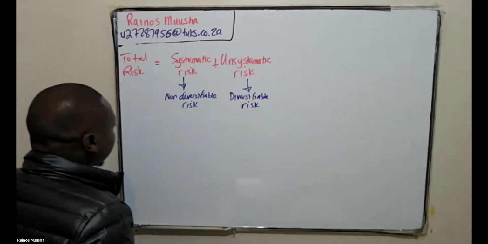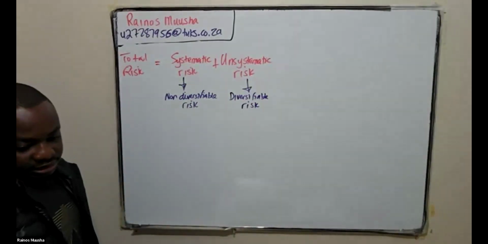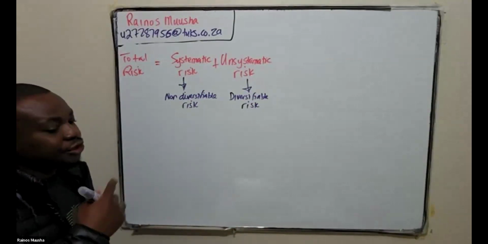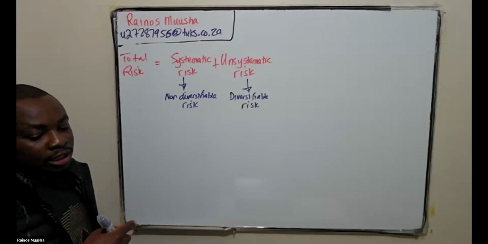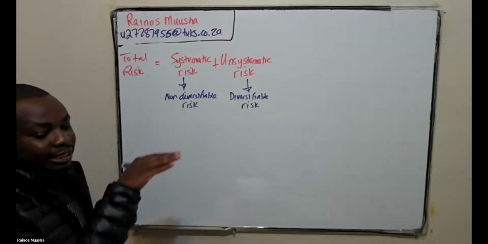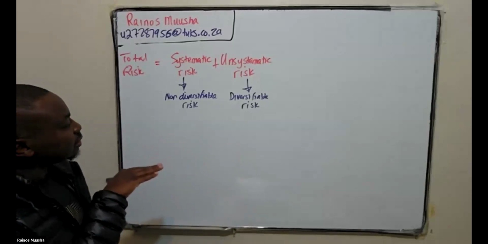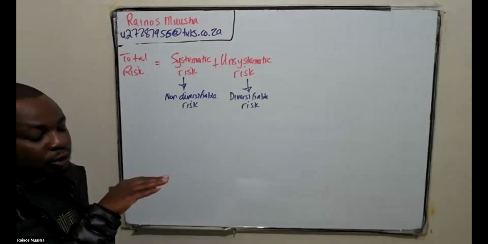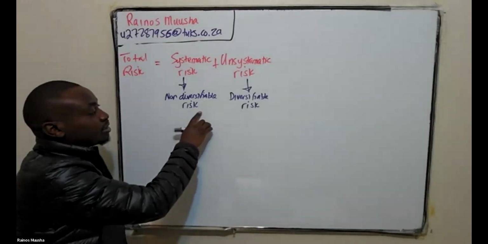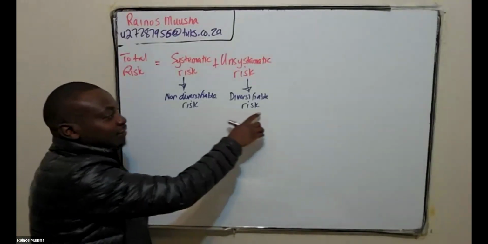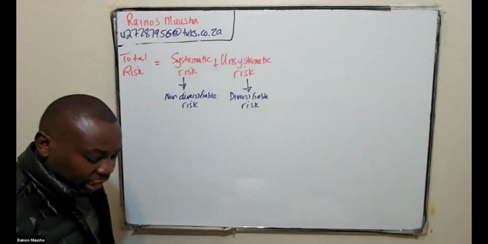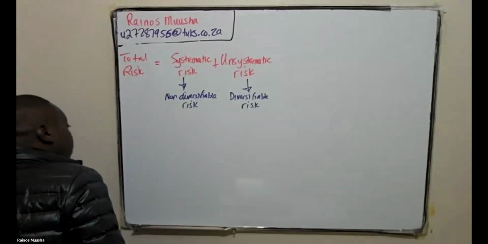So when they talk about non-diversifiable risk, we're saying that no matter how many securities you have in your portfolio, the risk of your overall portfolio does not change, it remains the same. So it's more like a fixed risk. That's what we refer to as the non-diversifiable risk. Then the diversifiable risk is that risk that is going to be reducing depending on how many different securities you have in your portfolio.